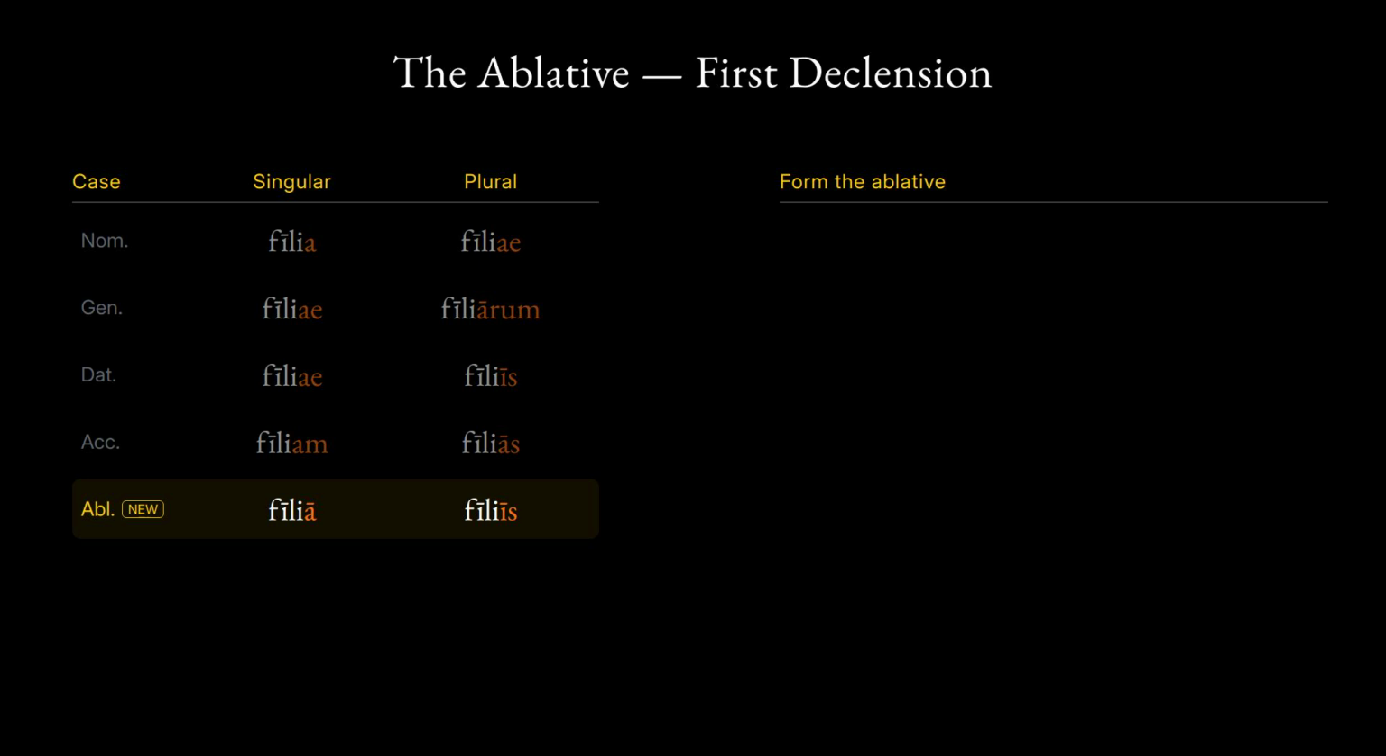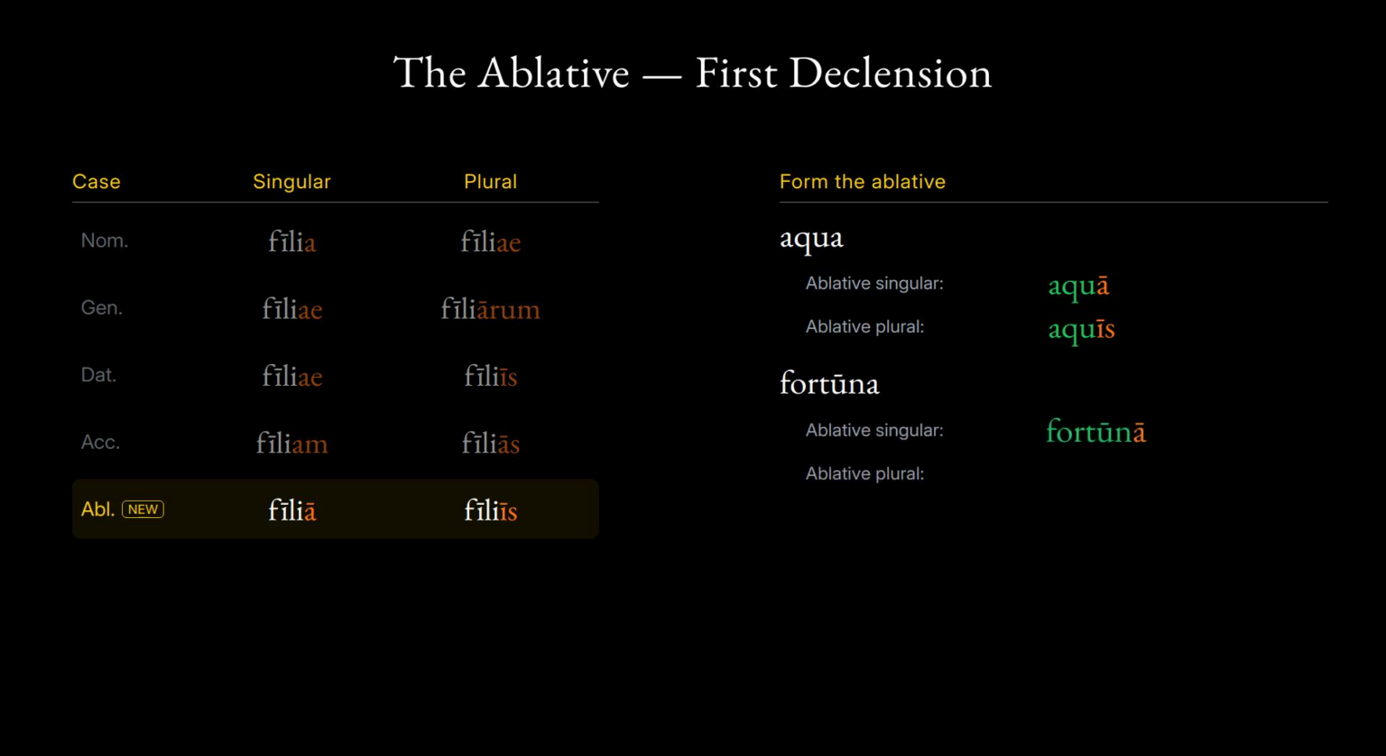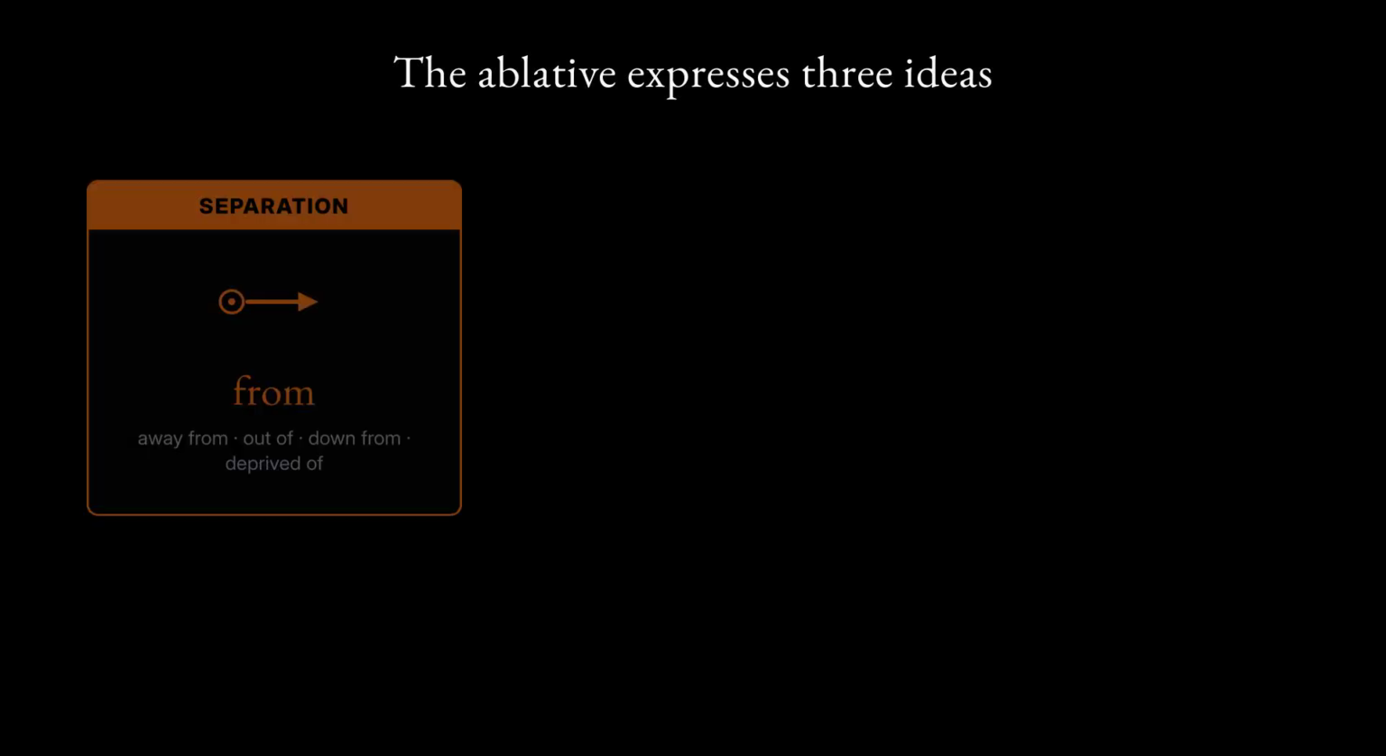Practice forming ablatives. Start with aqua: ablative singular, aquā; ablative plural, aquis. One more. Fortuna: ablative singular, fortunā; ablative plural, fortunis. The ablative expresses 3 groups of meaning.